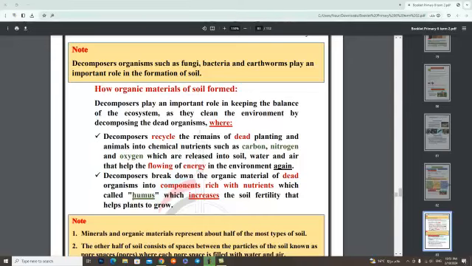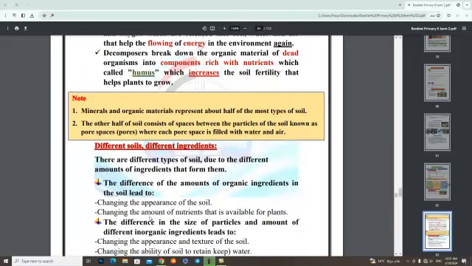Decomposers recycle the remains of dead plants and animals into chemical nutrients such as carbon, nitrogen, and oxygen, which are released into soil, water, and air and help the flowing of energy in the environment again. Decomposers break down the organic material of dead organisms into components rich with nutrients called humus, which increases the soil fertility that helps plants to grow.